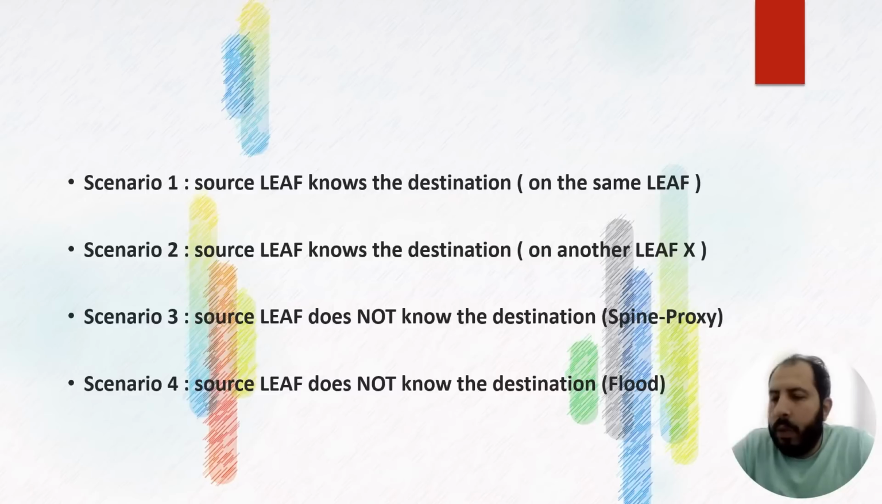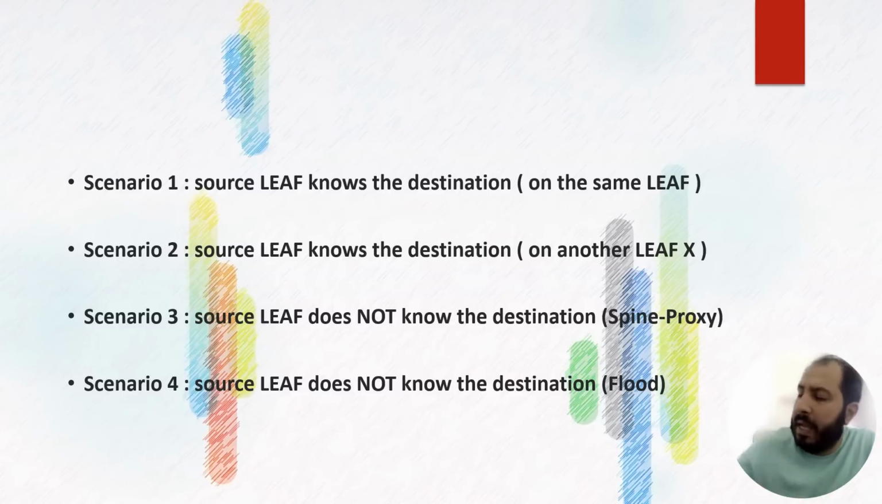And now we'll discuss the forwarding scenario, after we have an understanding of the endpoint, how we can populate this endpoint, and how the leaf can learn information about the endpoint. Now let us discuss the forwarding, how the forwarding happens inside Cisco ACI. Actually, there are 4 different scenarios.